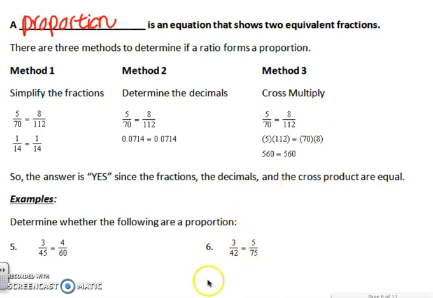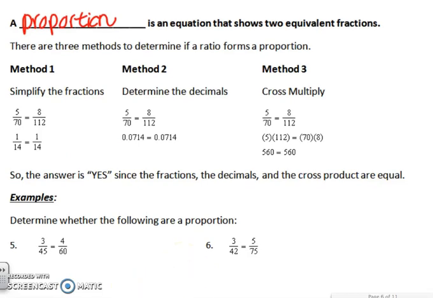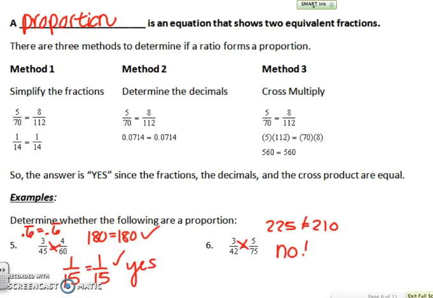Okay, so why don't you try 5 and 6, any of the ways you want, to determine if they are a proportion. So press pause and try that now. Number 5, if you simplify the fractions, you got 1 over 15 equals 1 over 15. So yes, that is a proportion. Same thing if you cross multiplied, you should have got 180 equals 180. And same thing for the decimal. On 6, I cross multiplied and got 225 and 210. So I put that they were not equal, which is an equal sign with a slash through it. So number 6 was not a proportion.